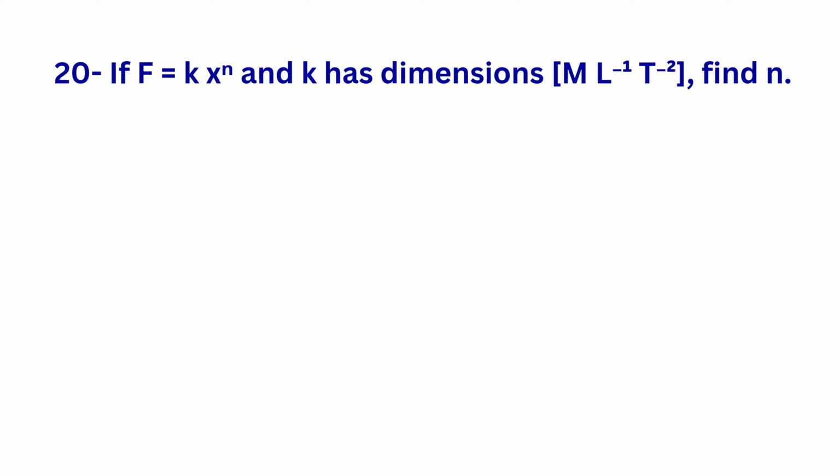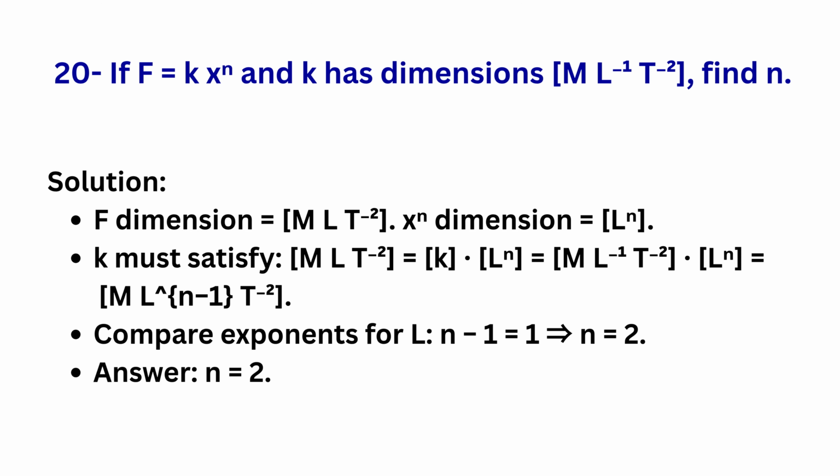Question 20. If force equals K times x to the power of n, and K has dimensions M L to the power of minus 1, T to the power of minus 2, we can find n by matching the dimensions. Force has M T to the power of minus 2, so we compare the powers of L. Minus 1 plus n must equal 1, which gives n equals 2.